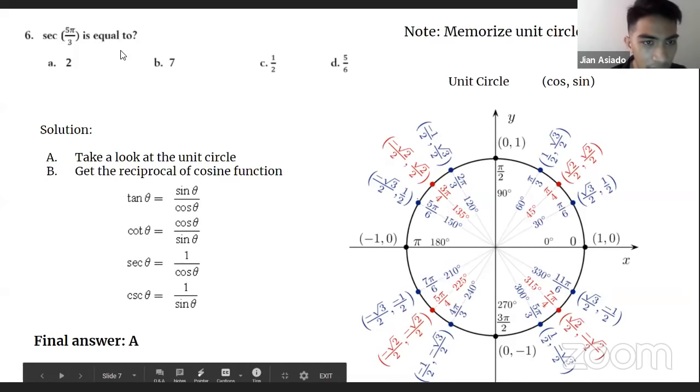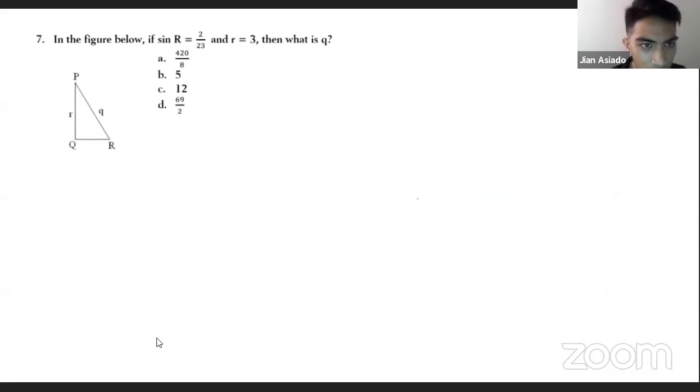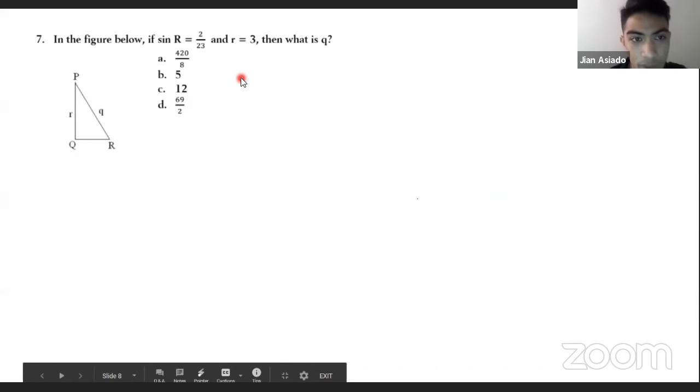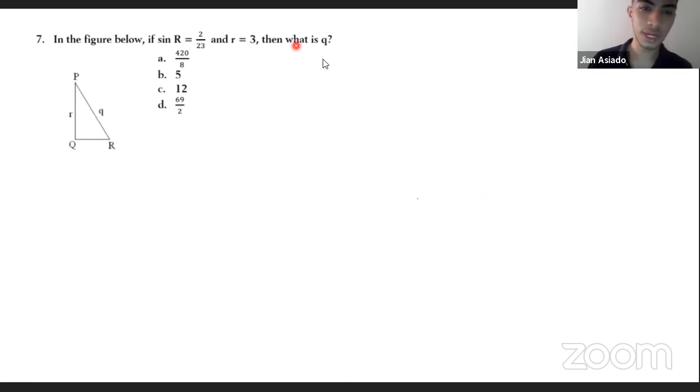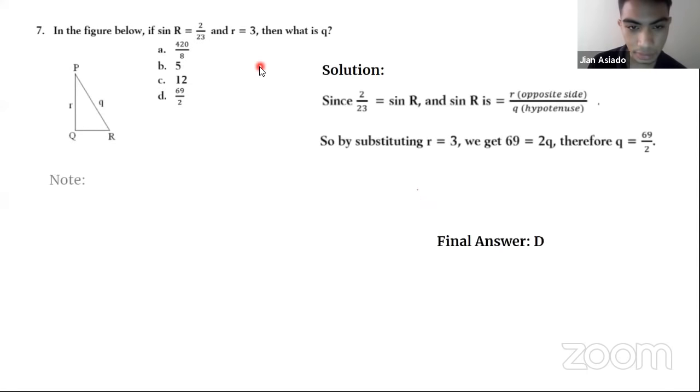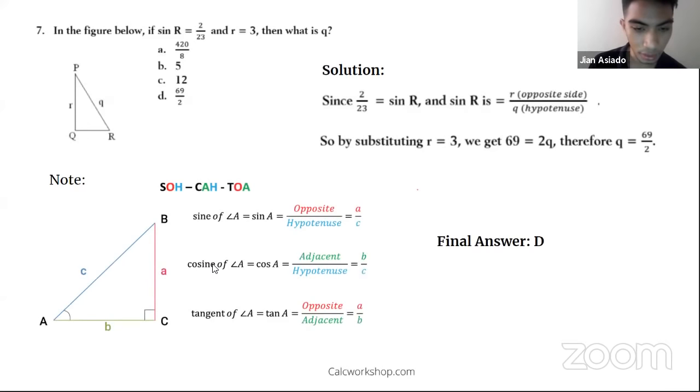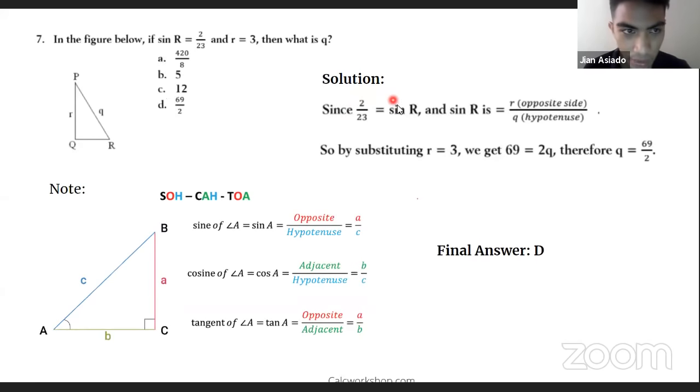Okay, and then next. In the figure below, if sine R is equal to 2 over 23 and R is equal to 3, then what is Q? So this is a right triangle. To find Q, it's just R. This is your theta. Here is theta.